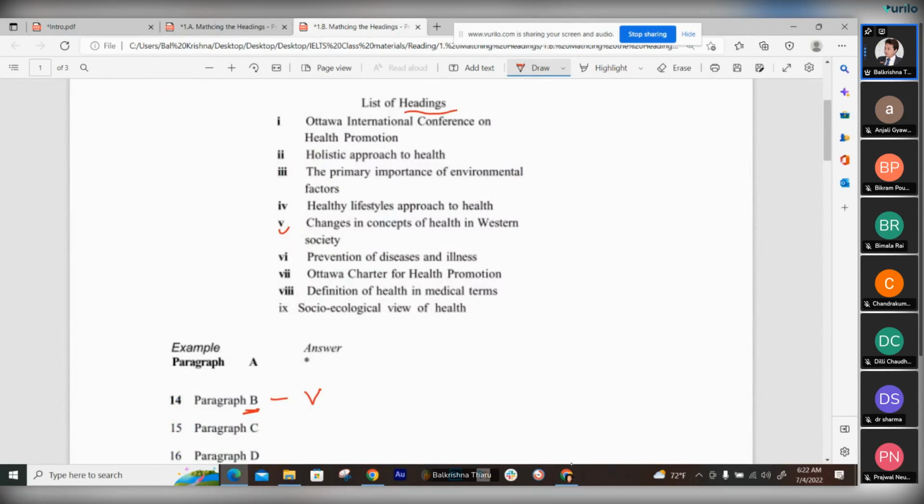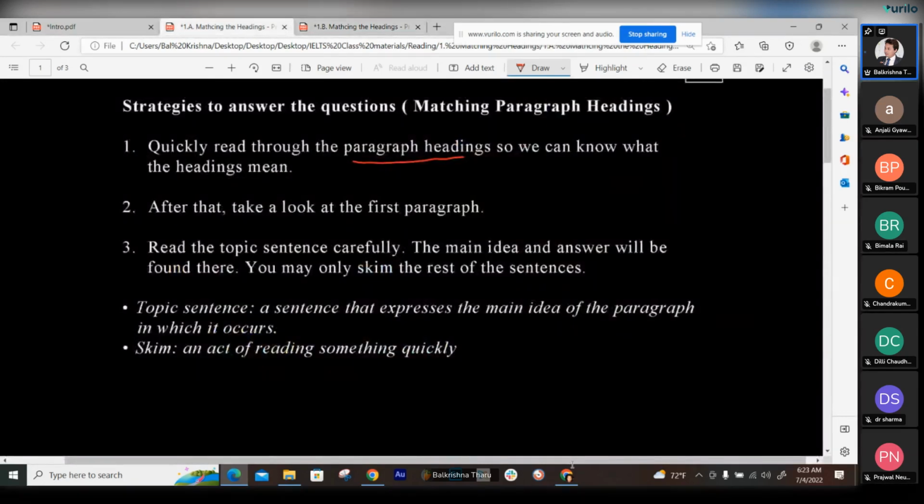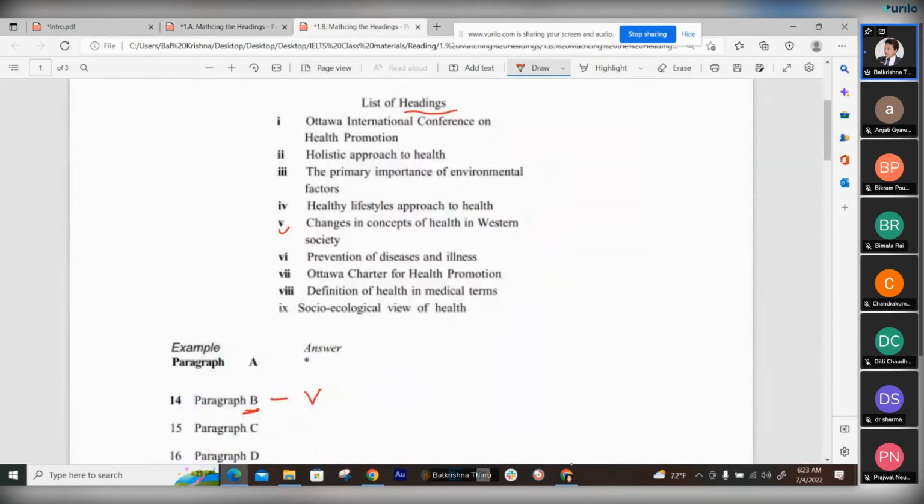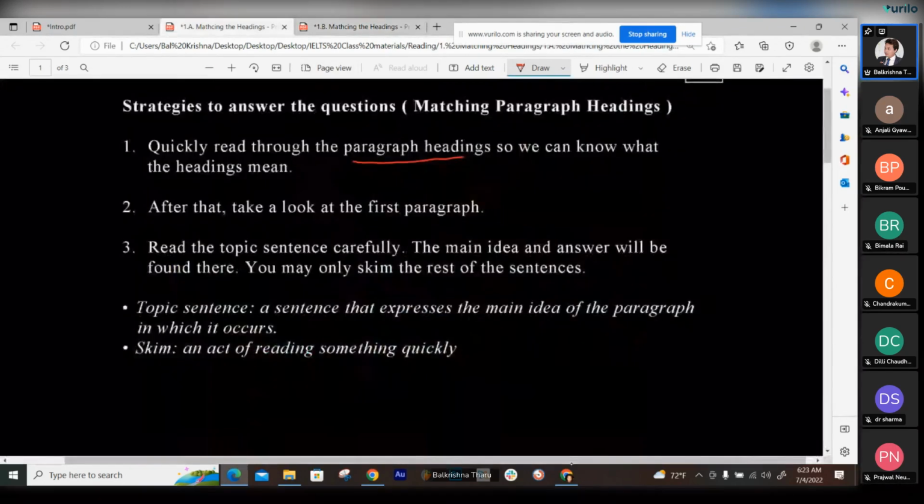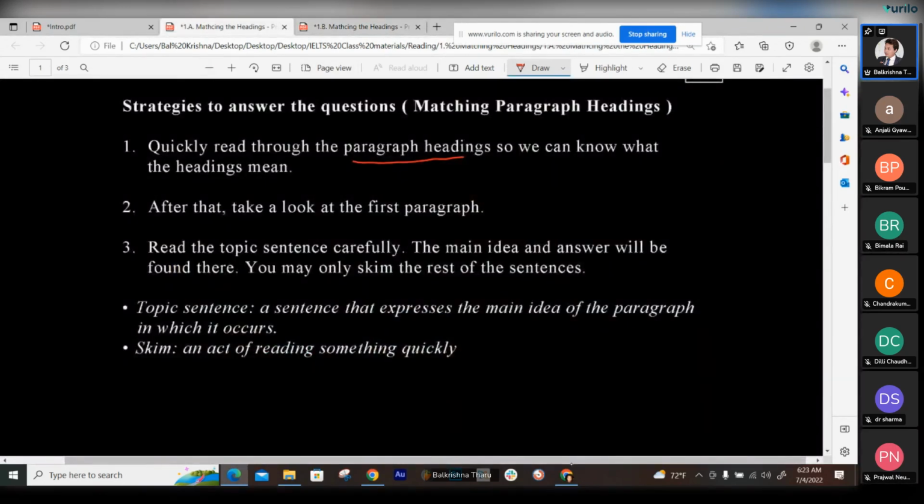1. Ottawa International Conference on Health Promotion. 2. Holistic approach to health. 3. So these are the list of the headings. We've got to read all of them. So we'll read all of them in a moment. I just wanted to show you what I mean by paragraph headings. Your paragraph headings would look like this.